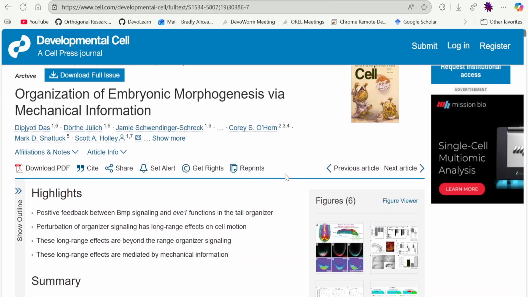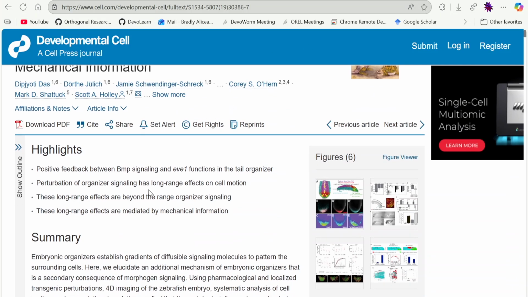Let me pull it up here. This is a zebrafish, and the zebrafish tails are the ones with the proven loose cells, and they think that it elongates partly because the cells are not as packed in the tail.